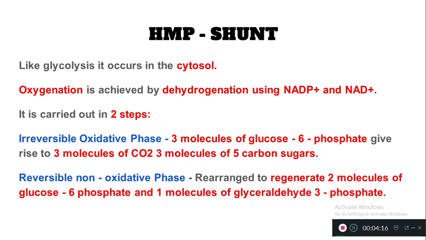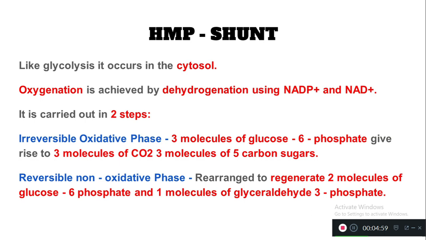Let's see the irreversible oxidative phase. During this phase, three molecules of glucose 6 phosphate give rise to three molecules of carbon dioxide and three molecules of 5 carbon sugars. 5 carbon sugars means pentose. So the irreversible oxidation phase gives rise to three molecules of carbon dioxide and three molecules of 5 carbon sugar from three molecules of glucose 6 phosphate. So the starting compound is glucose 6 phosphate, three molecules of glucose 6 phosphate.